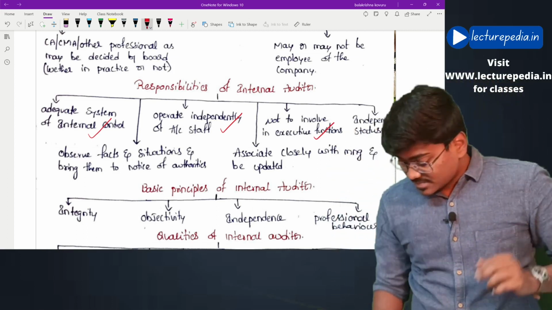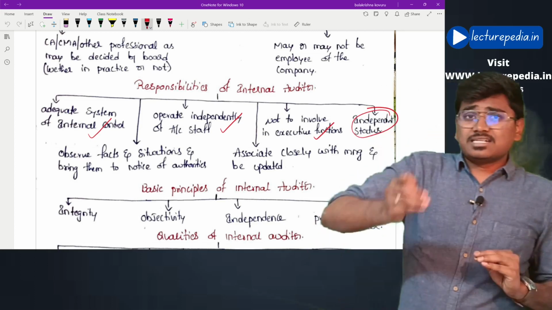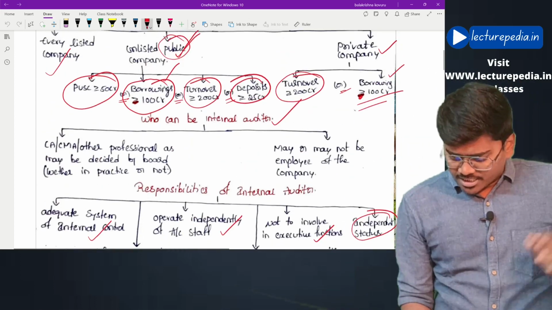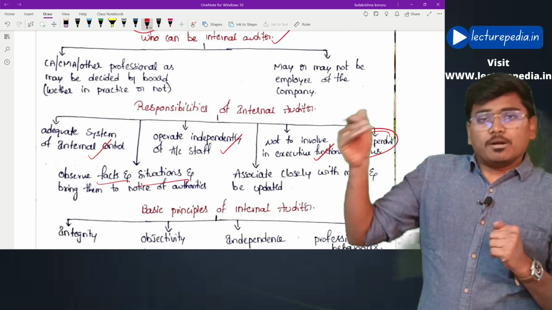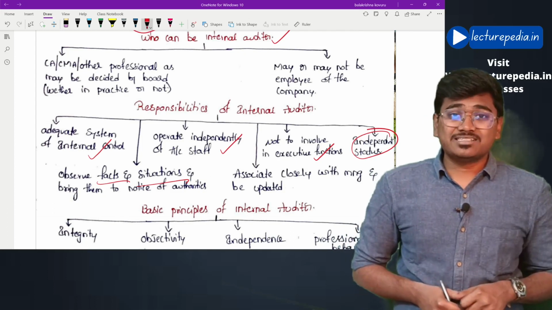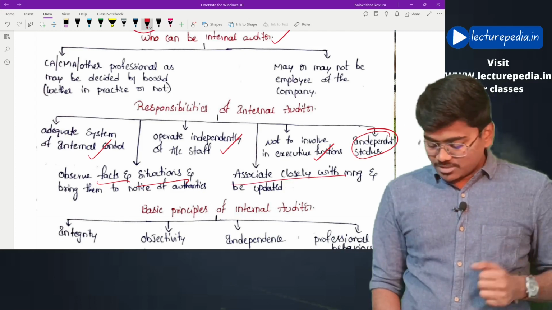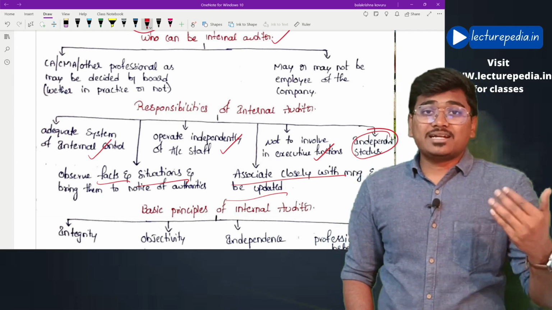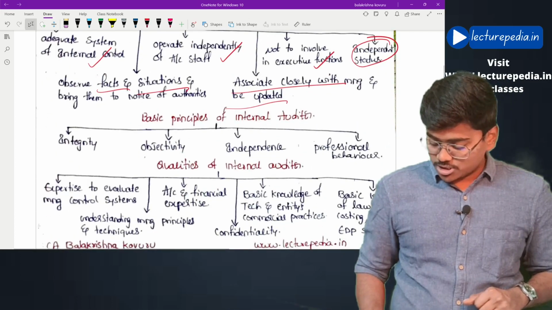Hope this is clear. And next, the internal auditor should also maintain independence. Just like a statutory auditor, even internal auditor should have this independence. And the internal auditor should observe facts and situations and bring them to the notice of management or other authorities. He should continuously observe what is going on in the organization and bring updates to the management and other authorities. And he should associate closely with management and be updated with the business situations and the current updates related to the business of the organization. Okay, these are the responsibilities of internal auditor.